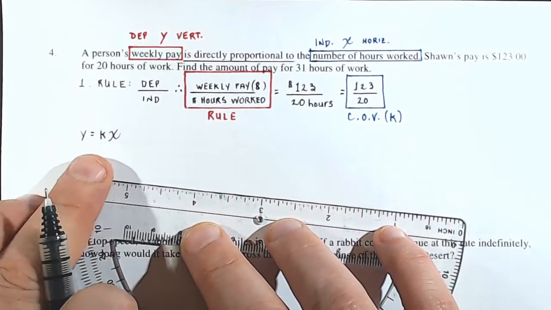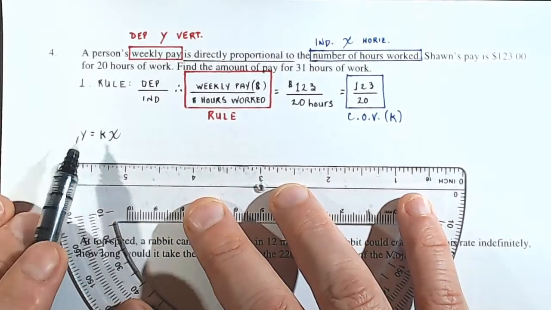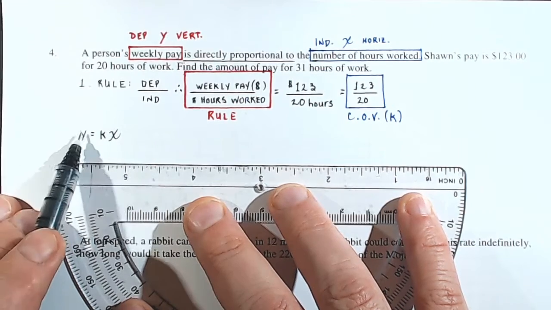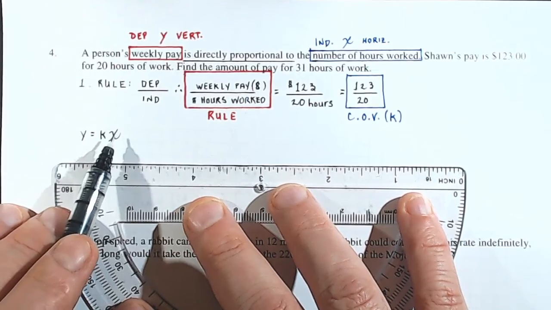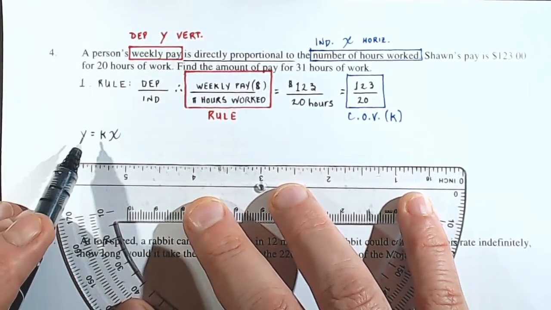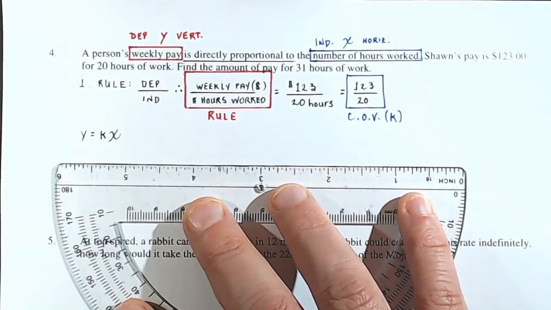Okay, so that's the general form of the equation. And what it basically says is the weekly pay is equal to the constant of variation times the number of hours worked. Another way to say it: the dependent variable is equal to the independent variable multiplied by the constant of variation.